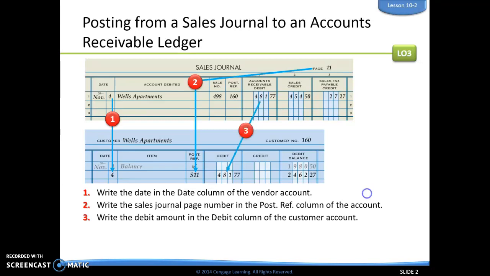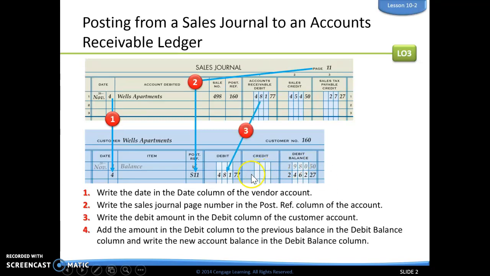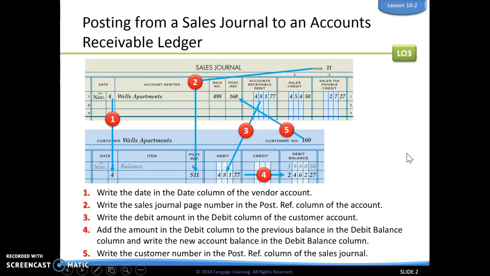And then we're going to find the new balance. Now we had a debit balance. We're debiting their account. So we're going to add those two numbers together to get our new debit balance. Okay, and then the last thing we will do is we will take our customer number 160 and bring it back to our journal page.